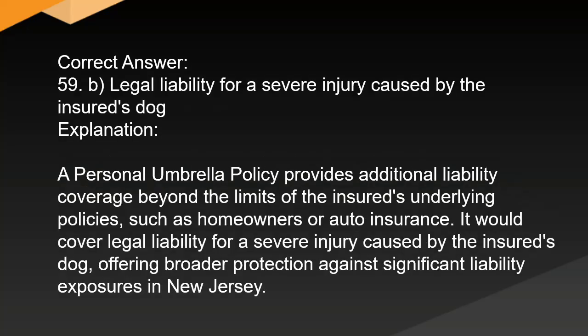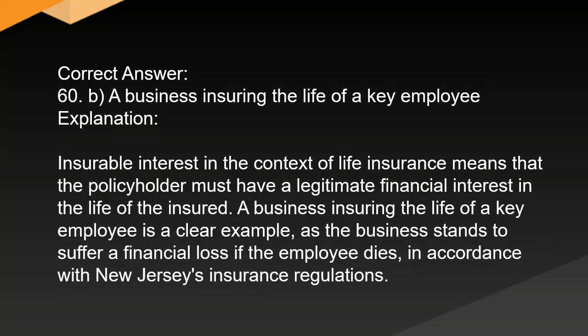Correct answer. B. Legal liability for a severe injury caused by the insured's dog. Explanation. A personal umbrella policy provides additional liability coverage beyond the limits of the insured's underlying policies, such as homeowners or auto insurance. It would cover legal liability for a severe injury caused by the insured's dog, offering broader protection against significant liability exposures in New Jersey.